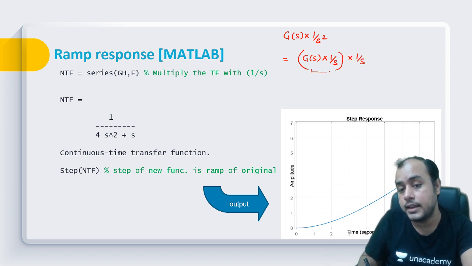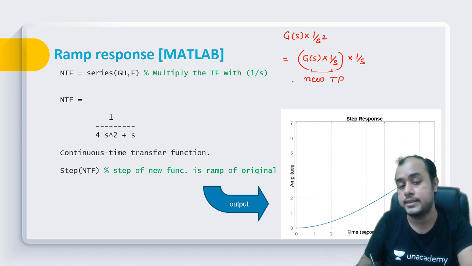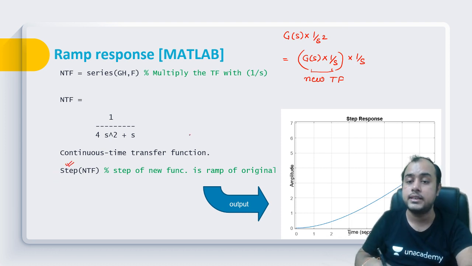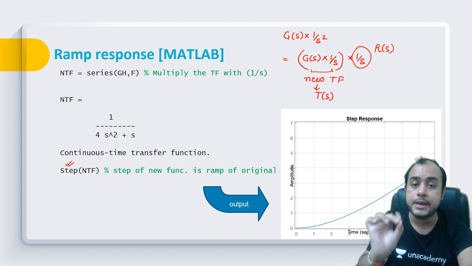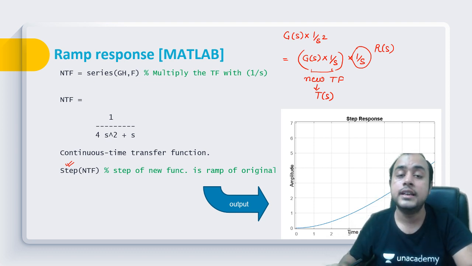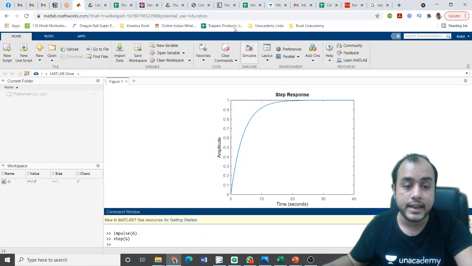That is, it is a new transfer function in which we have cascaded gs with 1 by s, and then we will use the step response of the remainder. Because multiplying by 1 by s, this will now act as rs, and this will be a new transfer function. So if you see, effectively we are taking a step response of a new transfer function, which is a cascade of gs and 1 by s. So gs is already fed into the system.